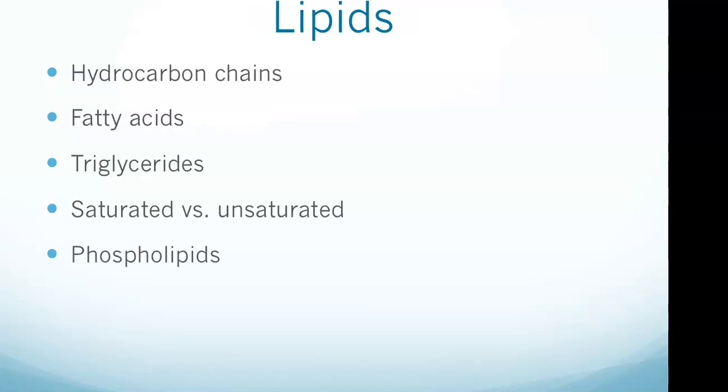We get into lipids. So lipids contain long chains of hydrocarbon. What does that mean? Hydrocarbon chains are just long strands of hydrogen and carbon atoms.